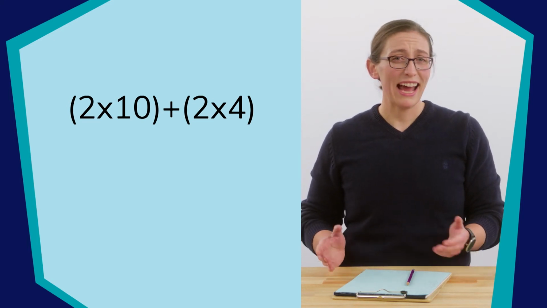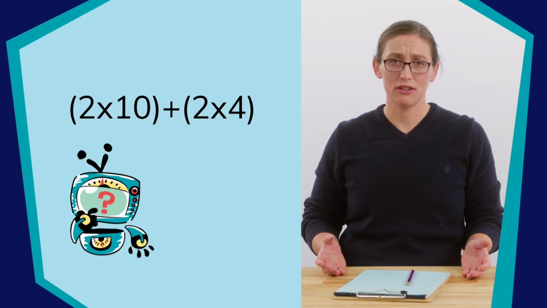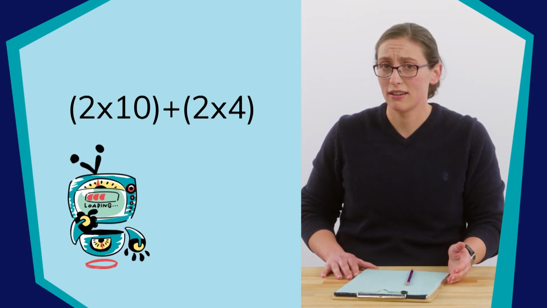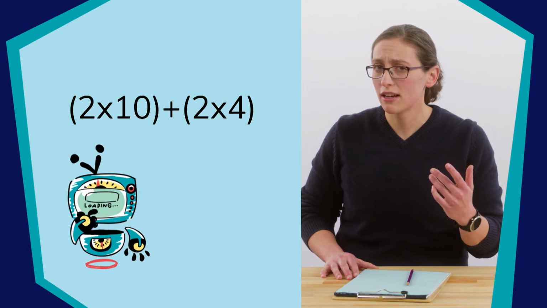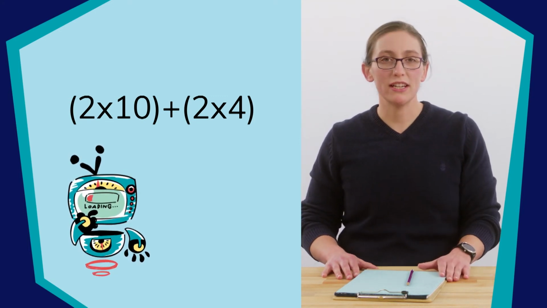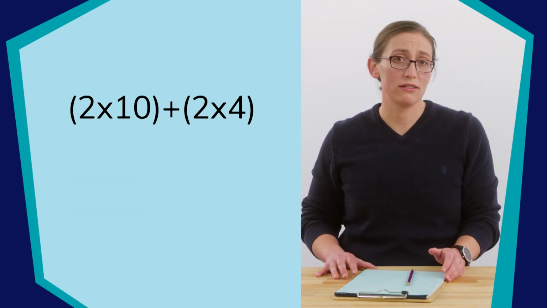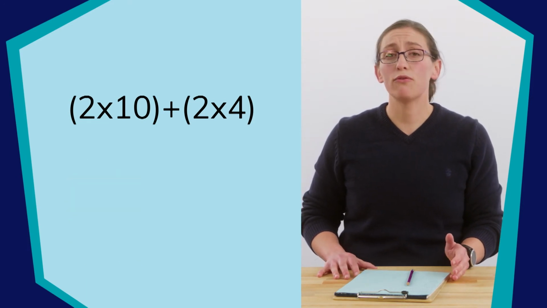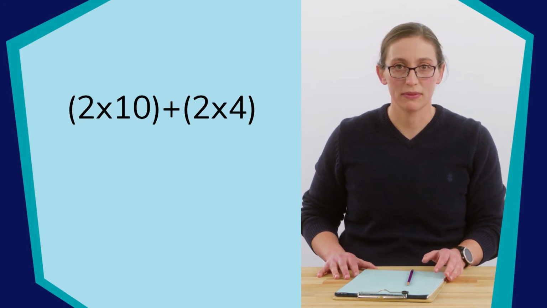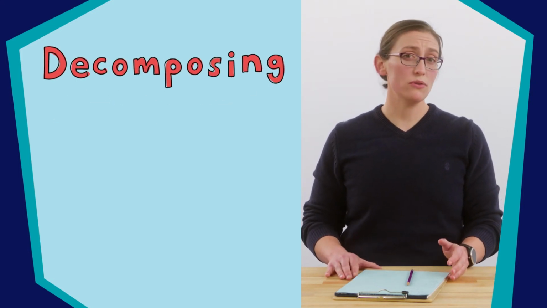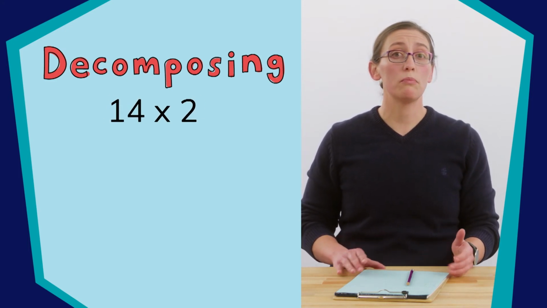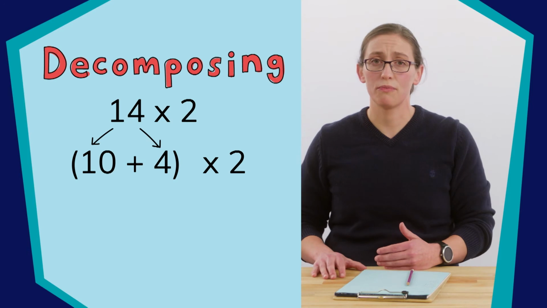But how do these two parts match? I want you to ask yourself, what happened to the 14? Can you tell me? Oh, I think I heard it. It was split into a 10 and 4 ones. I would say that 14 was decomposed into a 10 and 4 ones. With this decomposing, we are able to do some mental math by multiplying the parts of 14 by 2.